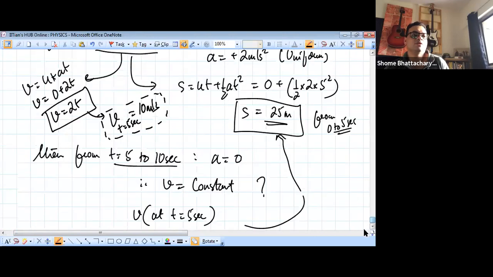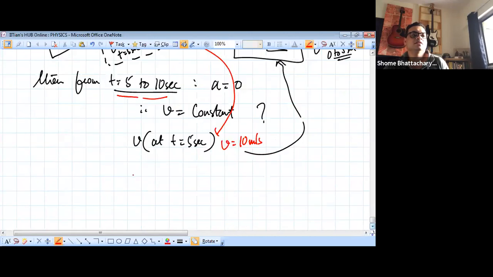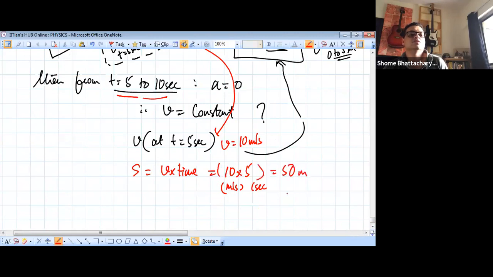So now you have to put that back over here. This value has to be re-substituted here. So this constant velocity is 10 meters per second for the next 5 seconds. Now we can see that displacement is equal to velocity into time. So that is 10 meters per second into 5 seconds. So it's equal to 50 meters. So this is the displacement from 5 to 10 seconds.